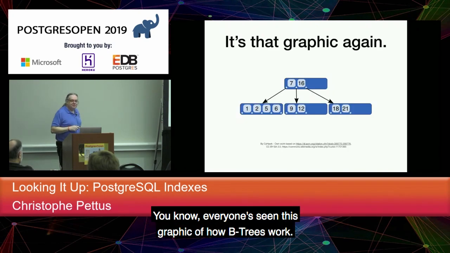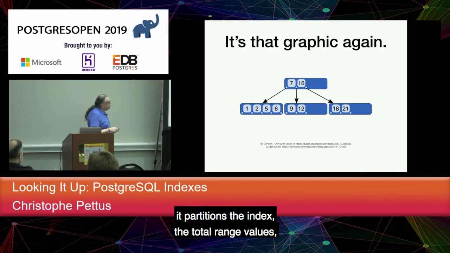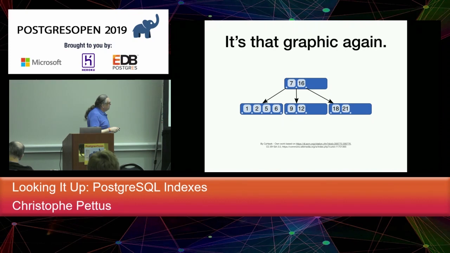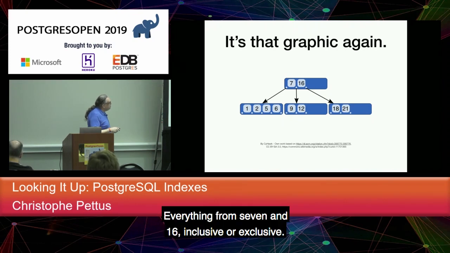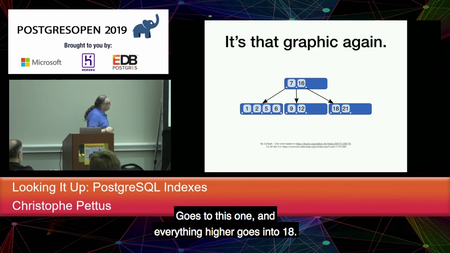Everyone's seen this graphic about how B-trees work. As the word tree might imply, it's a tree structure with bins, and it partitions the total range of values of the index into buckets, which then go down. So this says everything from the start through 7 is in this one. Everything from 7 to 16, inclusive or exclusive, now I don't remember, whatever, goes to this one, and everything higher goes into 18.